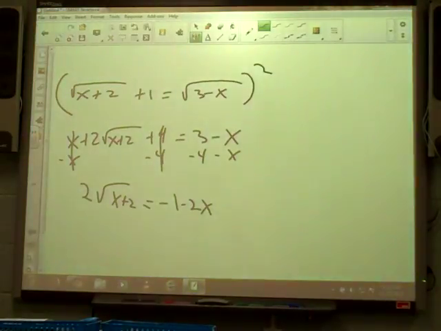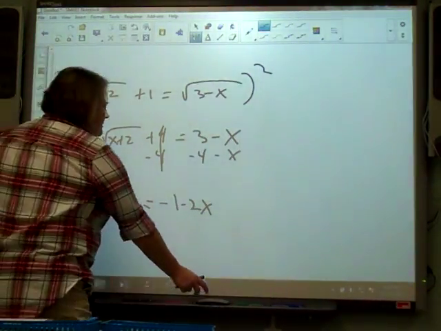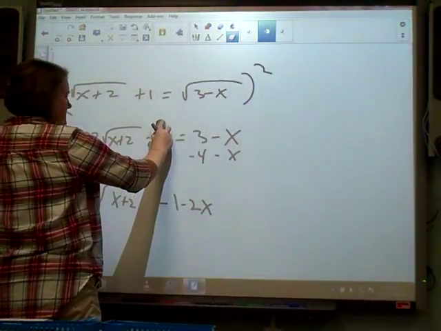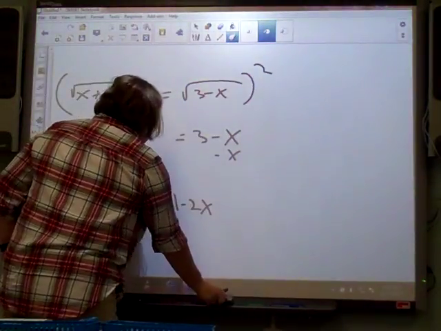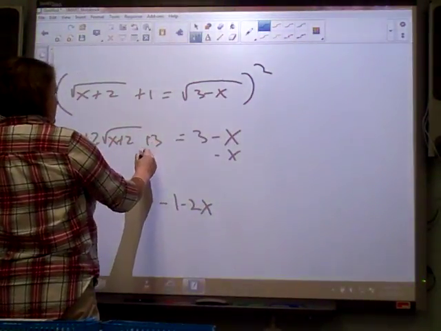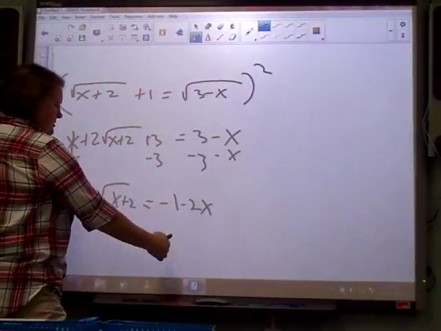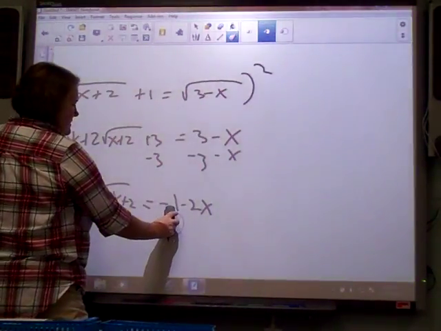I see what it is. I knew something was off. On my last one here, 1 times 1 is what? 1. So it's supposed to be 3. Which means here, when you subtract that 3, that's going to cancel out. So this would just be negative 2x, yeah.